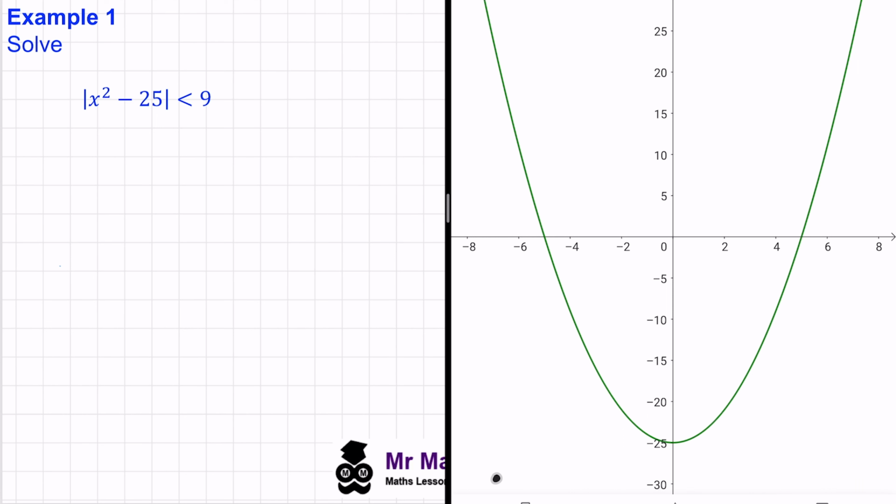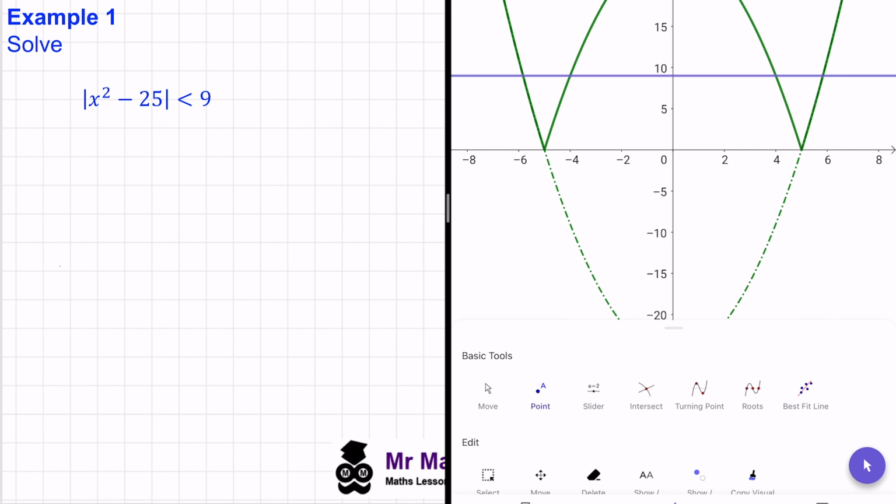So we have the equation y equals x squared minus 25, and to turn this into a modulus function, we need to make all these negative values of y into positive, so we need to reflect it in the x-axis. So this becomes the modulus of x squared minus 25. So now we've sketched this modulus function, we need to draw the line y equals 9. And you can see we've got 4 points of intersection here, here, here and here.